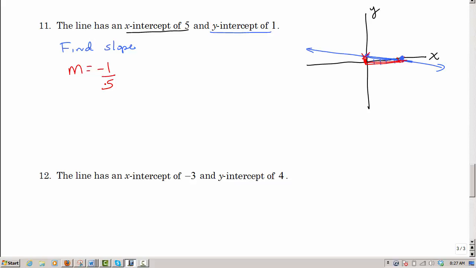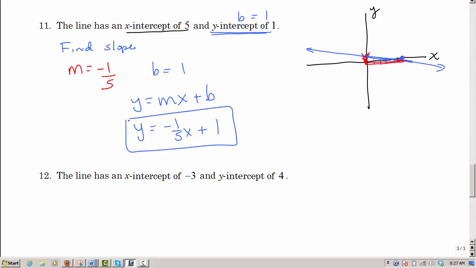It says it has an x-intercept of 5 and a y-intercept of 1. Well, isn't that y-intercept, isn't that b? Well, let's see. I have m and b, and I'm supposed to write a line in the answer of y equals mx plus b. Do I have everything? I think I do. So y equals mx plus b. And I'm done. So drawing that picture I think was very helpful.